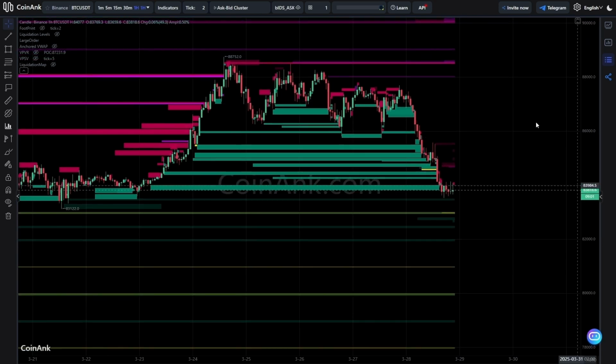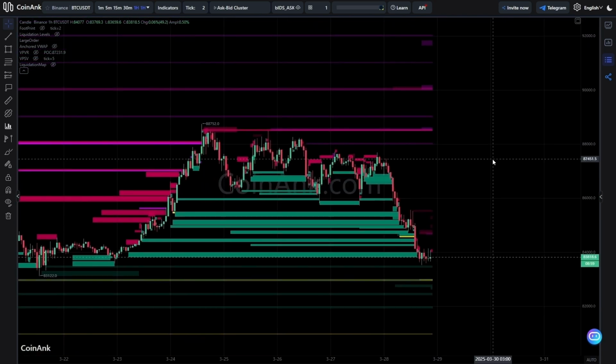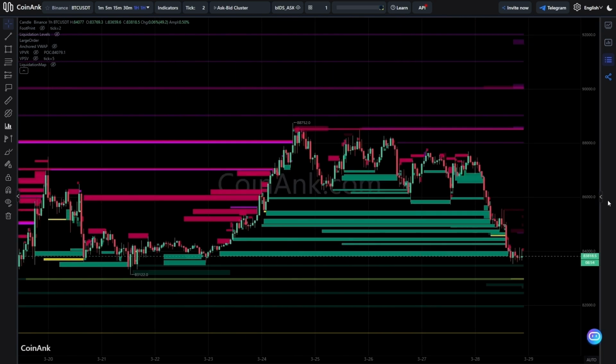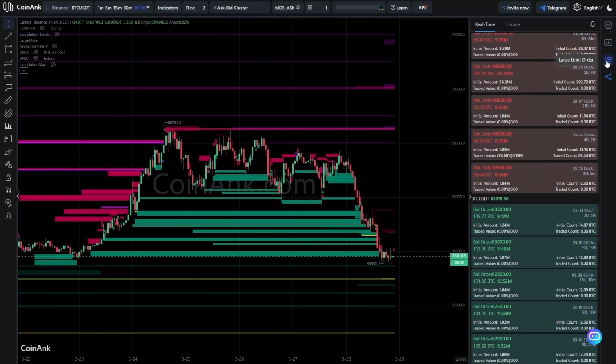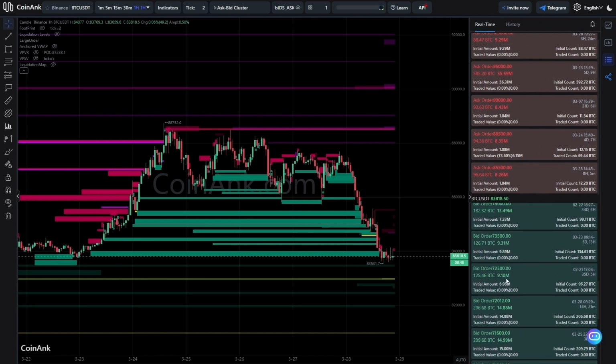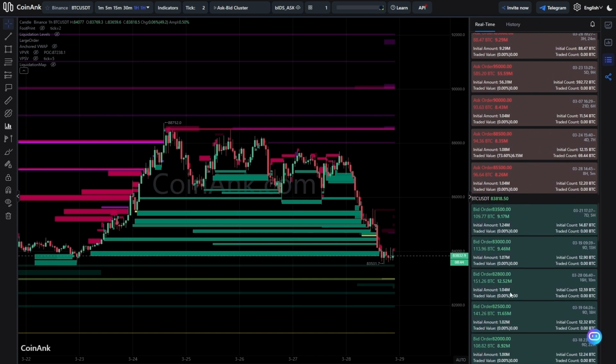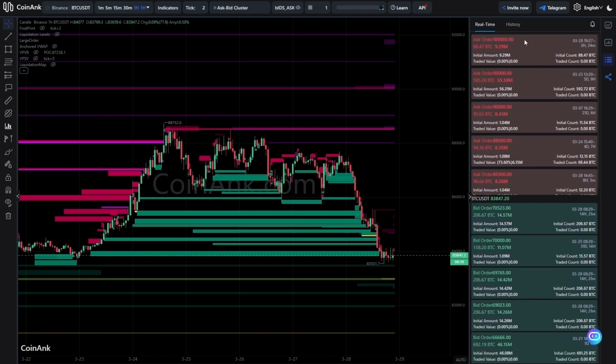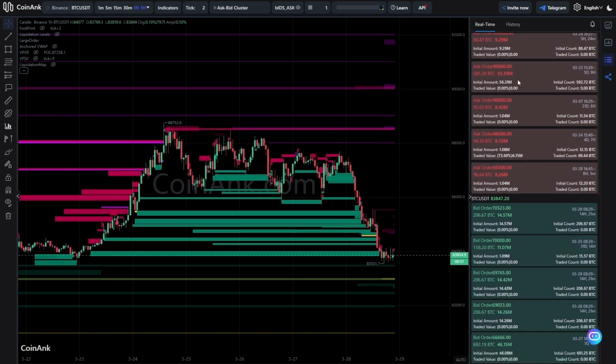So there we go. I like to keep it on a bigger number so my chart is clearer. If we then click this arrow here on the side and we go to large limit orders, we will also see them written down. So we will see all these orders. Right here we can see there's a lot more bid orders sitting than there are asks sitting in the chart.